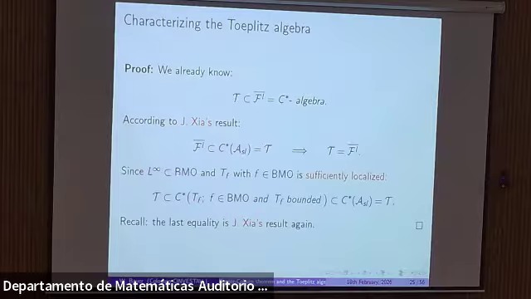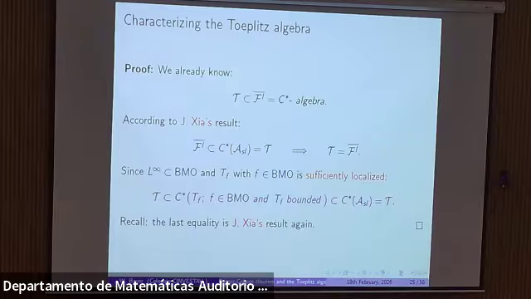So L infinity is in BMO. Toeplitz operators with BMO symbols are sufficiently localized. So the Toeplitz algebra is inside the C-star algebra of Toeplitz operators with BMO symbols, which are bounded. And these are sufficiently localized, so they are in here. And this result is Shah's result. This is the Toeplitz algebra. So all these inclusions are actually equalities.